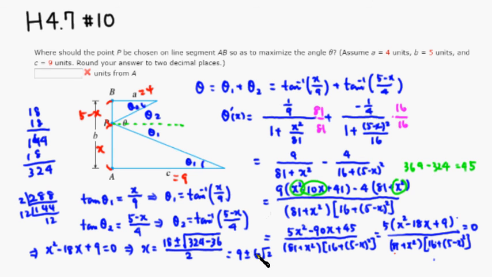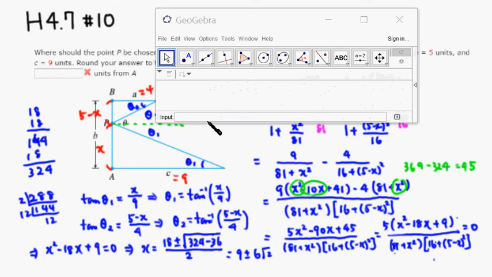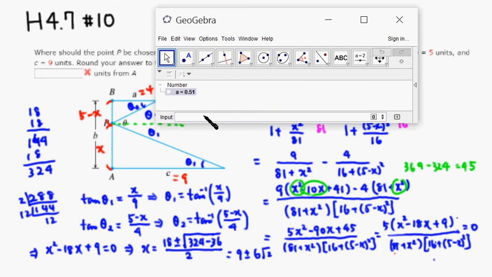Since x has to be between 0 and 5, it's not going to be 9 plus 6 square root of 2, it's going to be 9 minus 6 square root of 2. So let's get that value. I'm going to find the value of 9 minus 6 square root of 2. The value is 0.51.